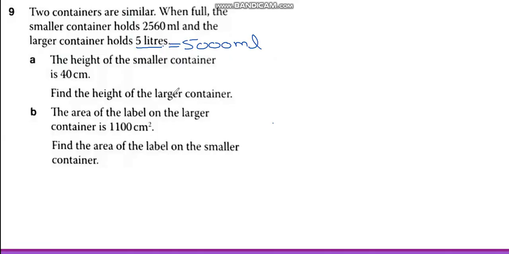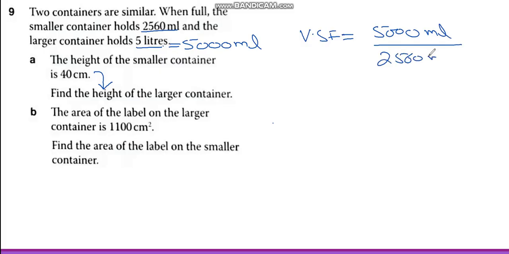Definitely, when the capacity of the container increases, the dimensions will also increase. So to get the new height, first we need the linear scale factor. For the linear scale factor, first we can find the volume scale factor, because the volumes of the two containers are given. So let's find the volume scale factor. It will be the ratio of the capacity of the new container versus the capacity of the old container. We can divide it, and that will be 1.953.